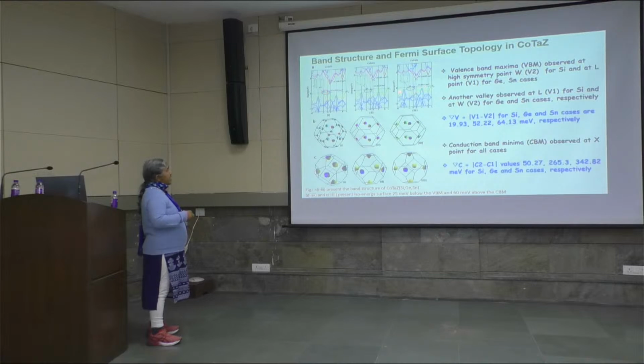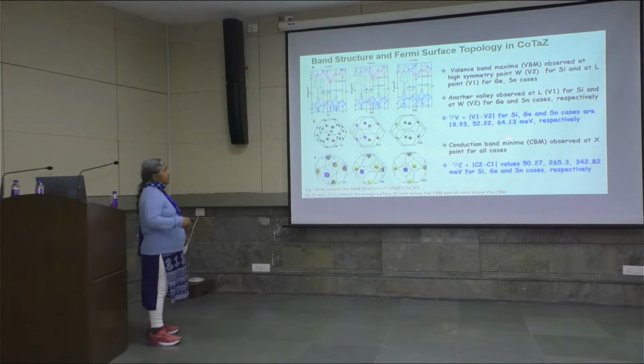In all the cases, they are very close to the Fermi level. The differences between these two are listed here. For example, the energy difference between V1 and V2, delta V, is 19.93 meV, this is 52, and this is 64, very close. So at these values, 25 meV below the VBM, which we consider these peaks, and 60 meV above the CBM, because we see that the CBMs are kind of higher, we take 60 meV above the CBM and we calculate the Fermi surface.